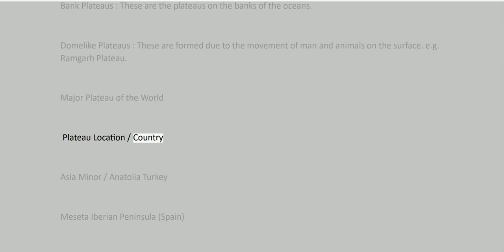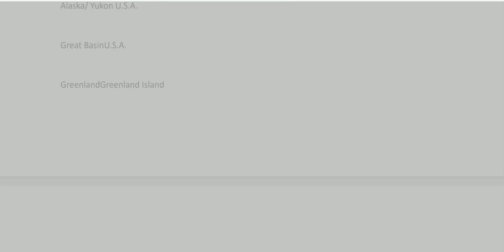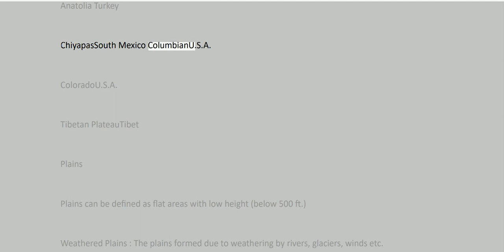Major plateaus of the world. Plateau, location, country: Asia Minor, Anatolia, Turkey; Meseta, Iberian Peninsula, Spain; Alaska, Yukon, USA; Great Basin, USA; Greenland, Greenland Island; Anatolia, Turkey; Chiapas, South Mexico; Colombian, USA; Colorado, USA; Tibetan Plateau, Tibet.